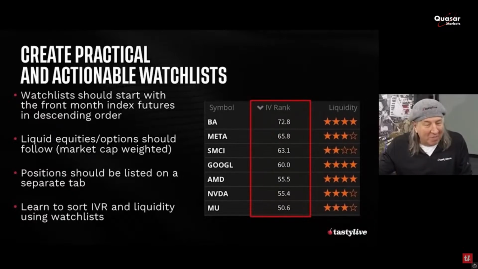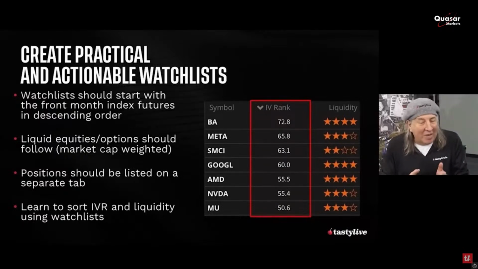sort by IV rank, because I want to know where implied volatility is relative to itself when I am A, holding positions, or B, putting on new positions. Because today's segment is on managing existing positions and managing your portfolio. What I want to know is in my list of open positions, which has the highest implied volatility rank, because those are the ones I'm going to roll forward.